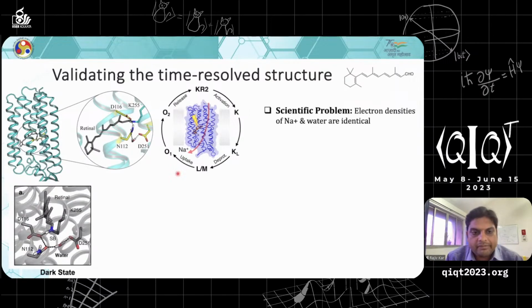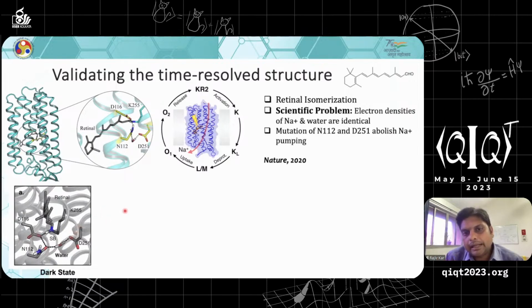Now, the problem that we faced while capturing the time-resolved structure of this GPCR protein was that it was well known that in the dark state, when the protein was expressed and in stable condition, there is a water molecule near this retinal molecule. But as soon as the light falls, there should be a sodium ion passing through. The tentative position of the sodium ion is quite challenging, because Na+ and the water molecule's oxygen have the same kind of electron density. So it was not possible to identify whether in some illuminated state there will be water itself or there will be a sodium ion.